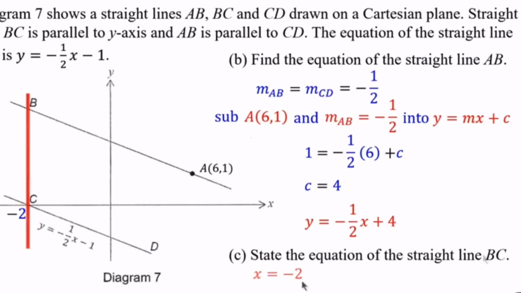So for the next one, we will find the equation of straight line BC. Because the straight line BC is cutting at the x-intercept -2, the equation is x equal to -2. X equal to the x-intercept for a vertical line.